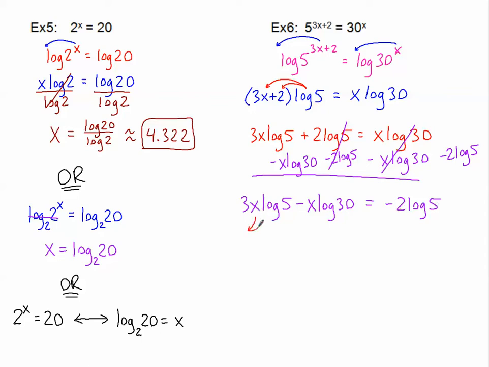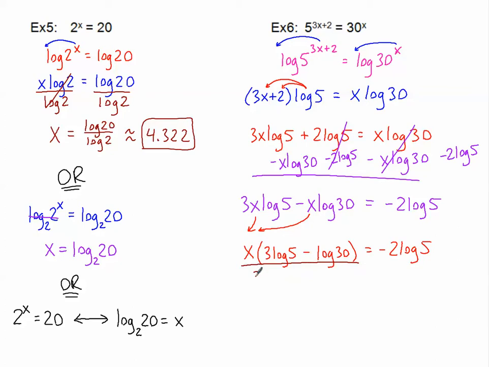What I can do now is pull that x out, like a GCF. I'm going to factor this x out. What's left from this first term would be the 3 log of 5. What's left from the second term is the log of 30. And of course, nothing changes over here. What's nice now is I just have that 1x. All I need to do is get rid of this number, whatever that number is.